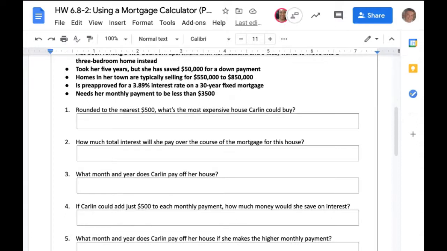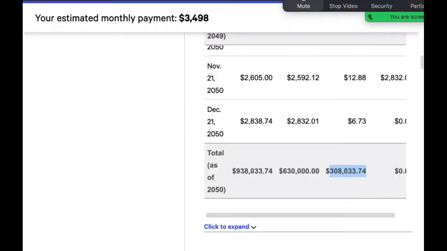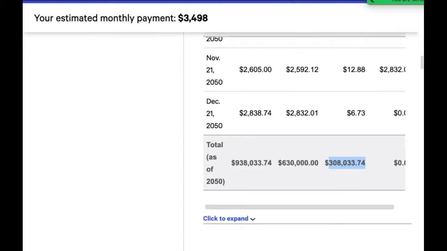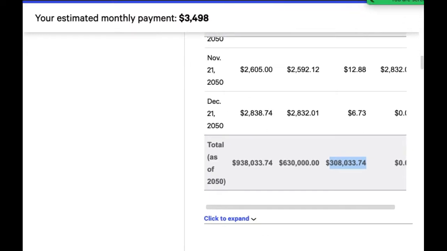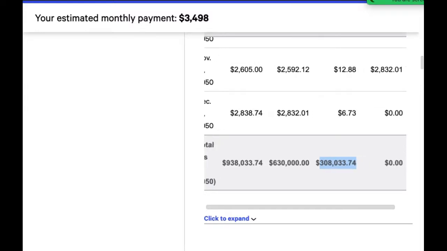So when does it pay off? You're going to look at when the final payment is. So once again, you're looking at that amortization and at when that last payment is. So this one would be December 21st, because it's a 30-year loan, right?